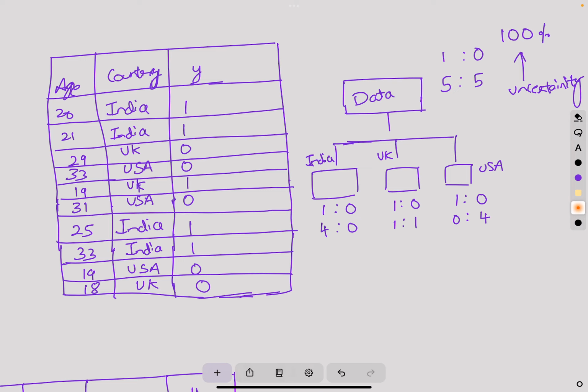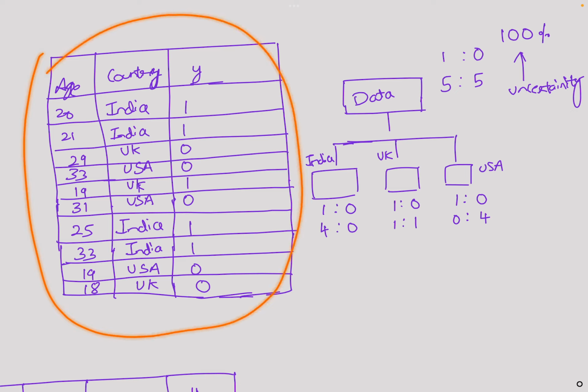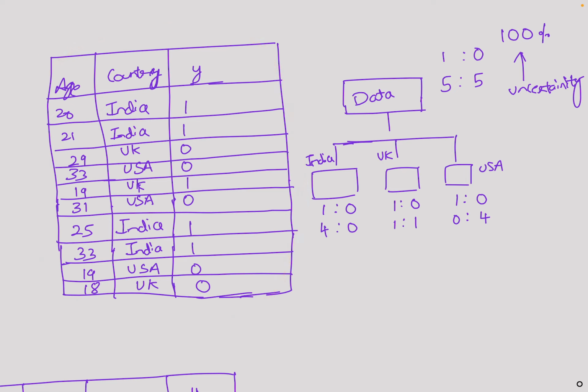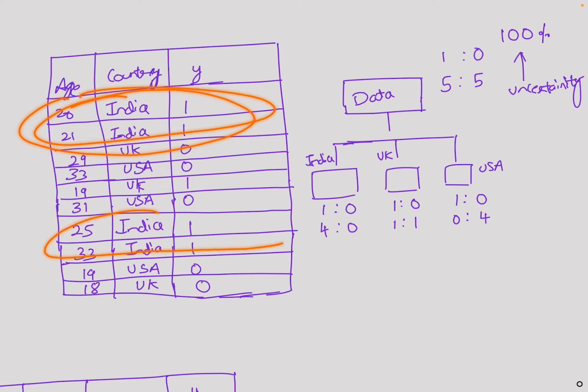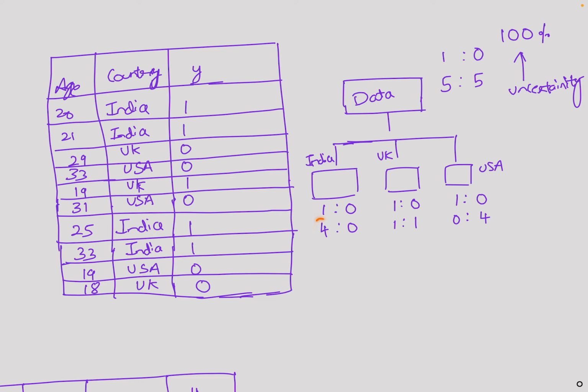But what if I look at a particular subset of the data rather than looking at the entire data? What if I look at only one particular subset? Say, for example, I look at all the records which belong to the country India. So how many records do I have? I have these two records which belong to India, and then these two records. Totally four records are there which belong to country India.